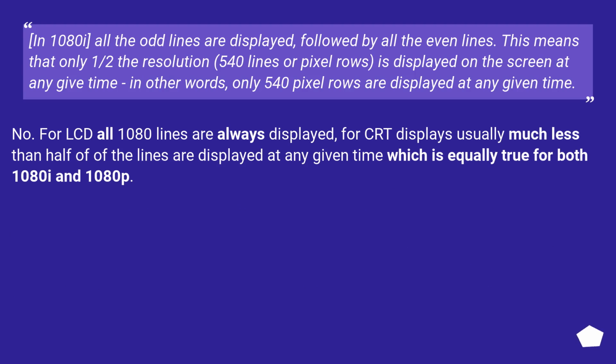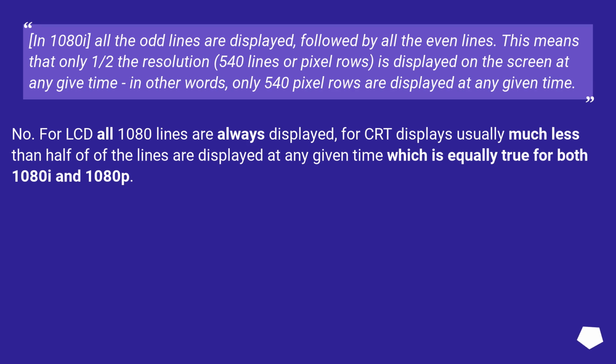In 1080i, all the odd lines are displayed, followed by all the even lines. This means that only half the resolution, 540 lines or pixel rows, is displayed on the screen at any given time. In other words, only 540 pixel rows are displayed at any given time. No. For LCD, all 1080 lines are always displayed.